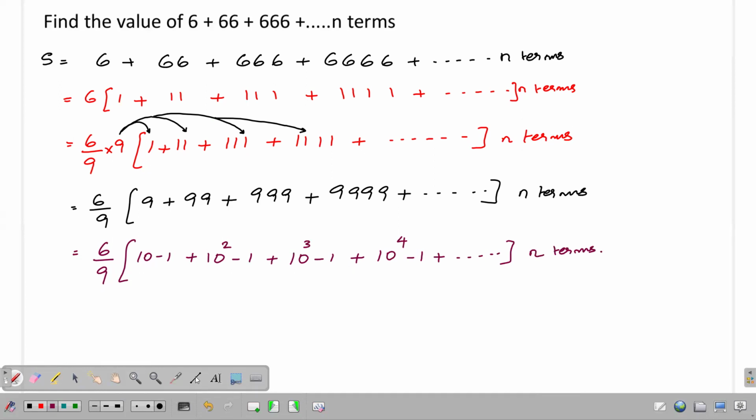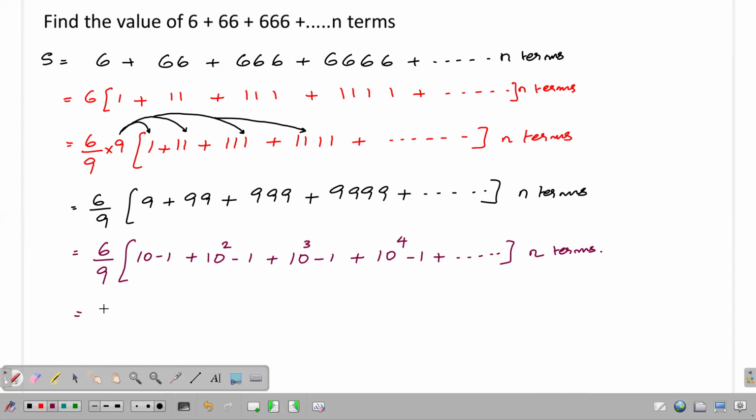Okay. Now see what is happening. You can clump this 10, 10 square, 10 power 3, 10 power 4, etc. on one side. Here you can say minus 1 with the second term, minus 1 with the third term, minus 1 with the fourth term. Like that, that minus 1 will happen n number of times, because for every term, you are getting a minus 1. If n terms are there, n times that minus 1 will come.